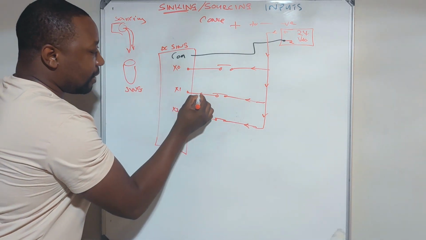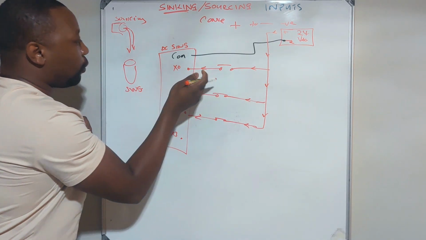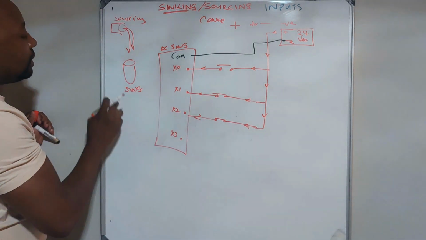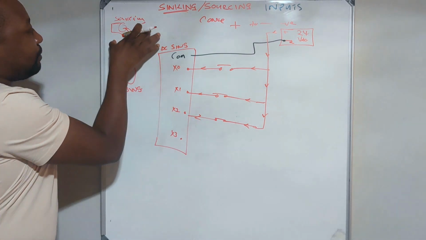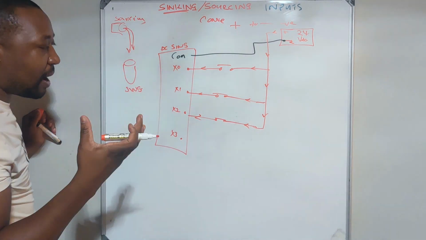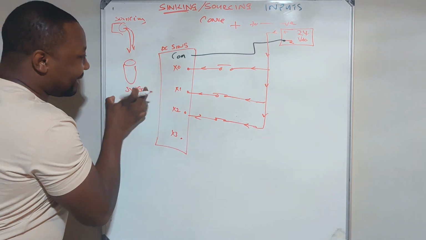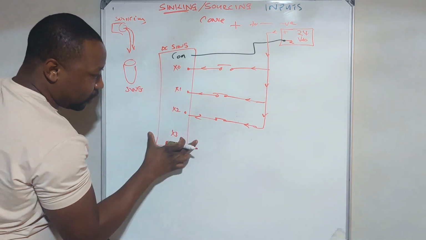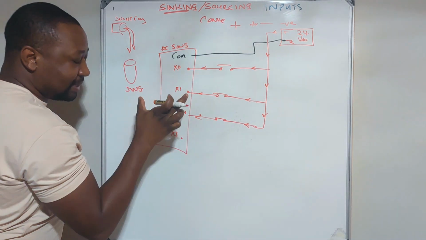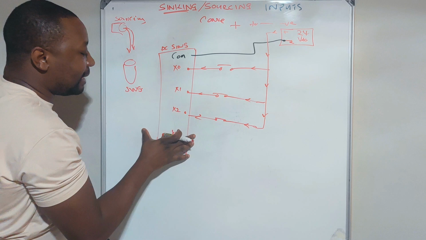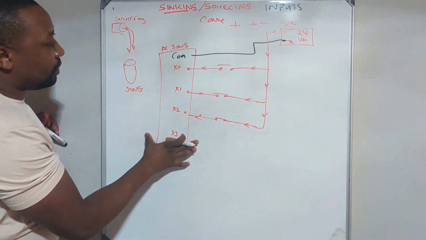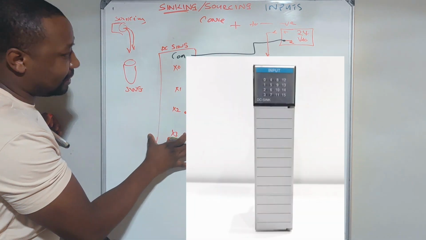So this card now, if we go back to our simulation of the sourcing and syncing, it means the power supply is sourcing power. But what is syncing? The card is syncing because it's wired this way. The card is the one that is syncing the current. So this card is wired in a sync mode. Okay, this is a DC sync card.